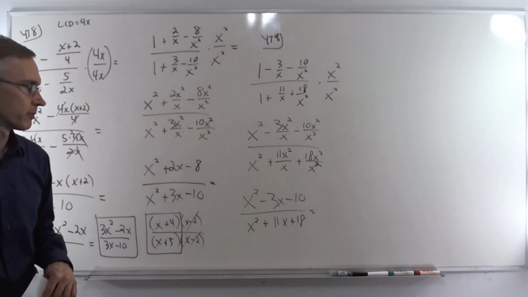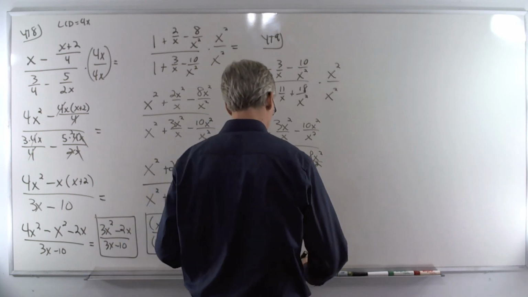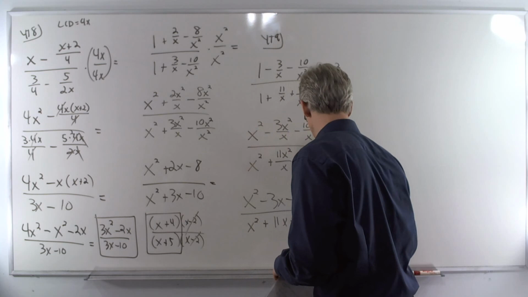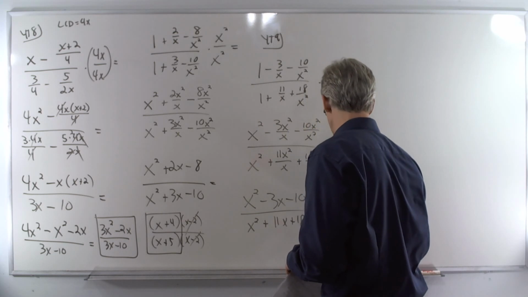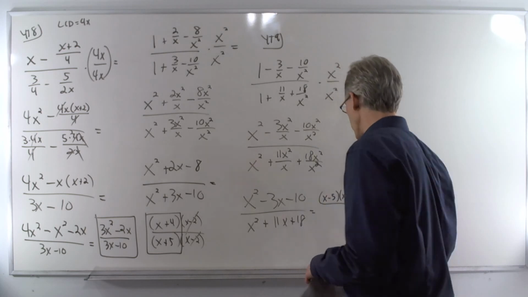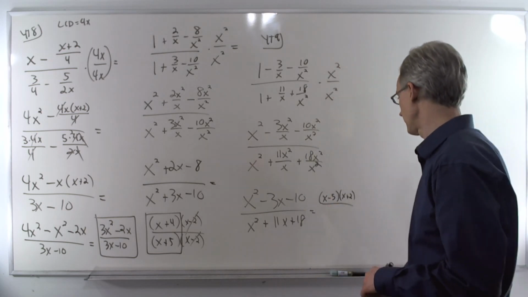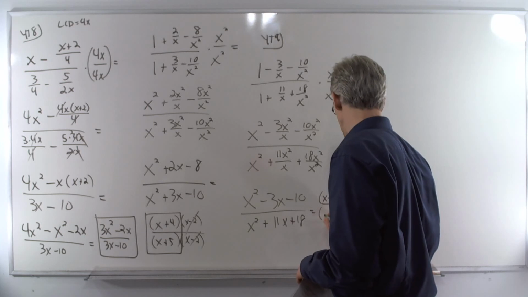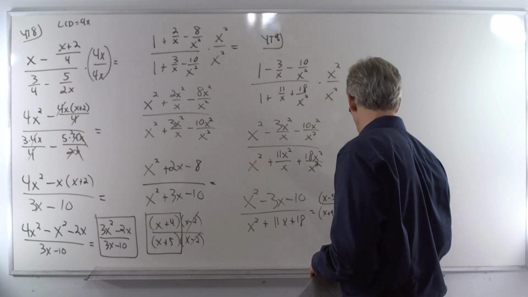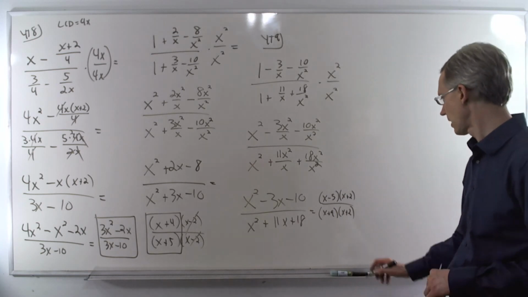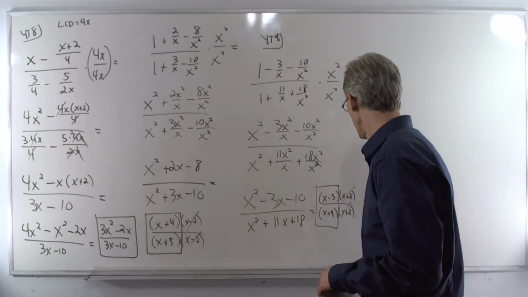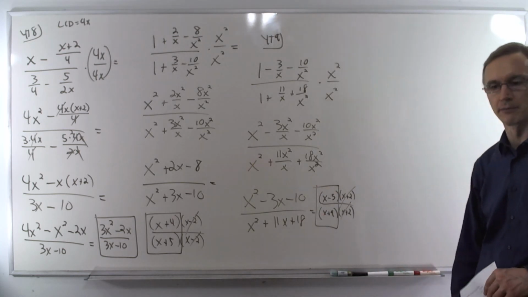That gives us two factorable quadratics. So these will factor into x minus 5, x plus 2 on top. And x plus 9, x plus 2 on the bottom. The x plus 2's cancel. And we have x minus 5 over x plus 9.